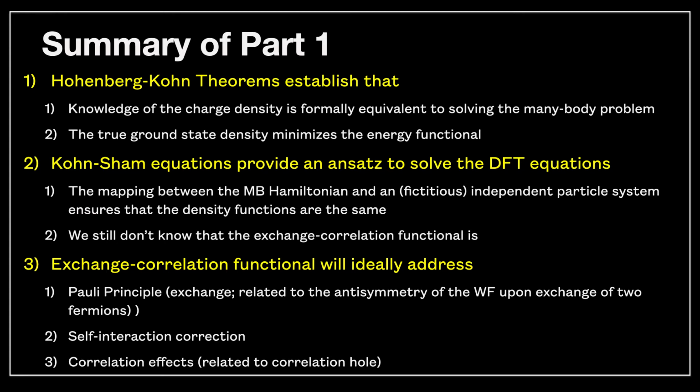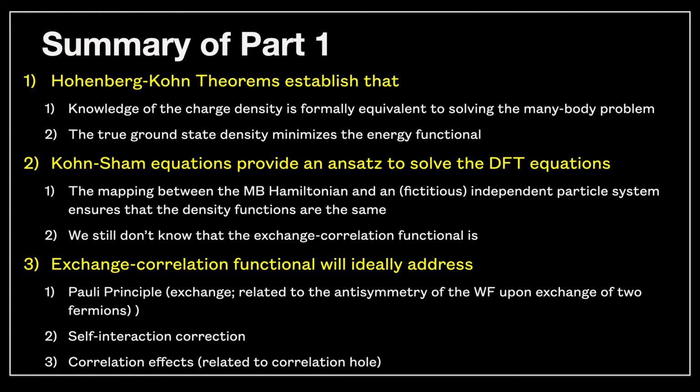And finally, we discussed briefly the correlation effect. The fact that the presence of an electron affects the properties of the other electrons can be modeled through the correlation hole. So the correlation hole is essentially saying that if you have an electron at a given place, the probability of finding an electron close by must be reduced due to the repulsion between the electrons, which have the same sign. So this is what we did in part 1.